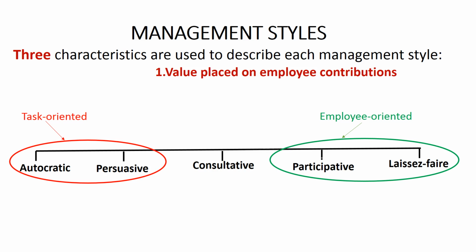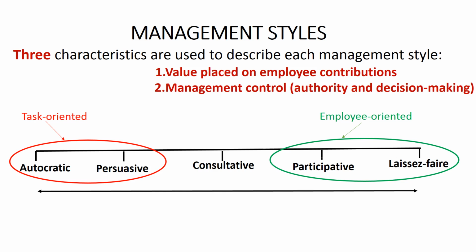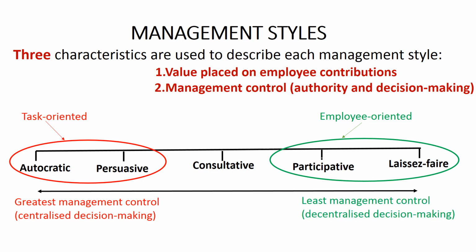The second characteristic that is used to describe the different kinds of management styles is the degree of management control that the manager has under that management style. That is, whether the management style centralises authority and decision-making in the manager, or decentralises authority and decision-making so that authority to make a decision is shared between the manager and employees.